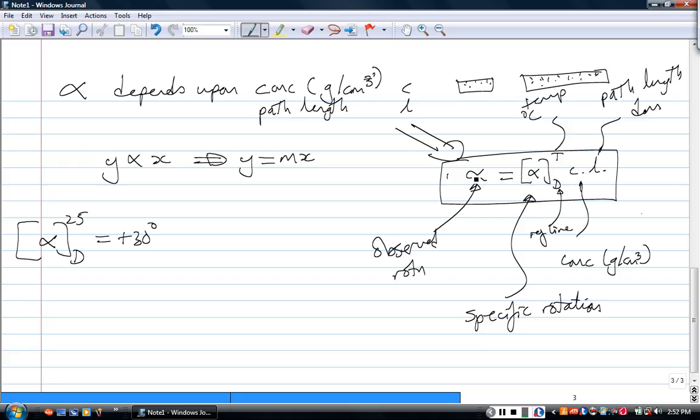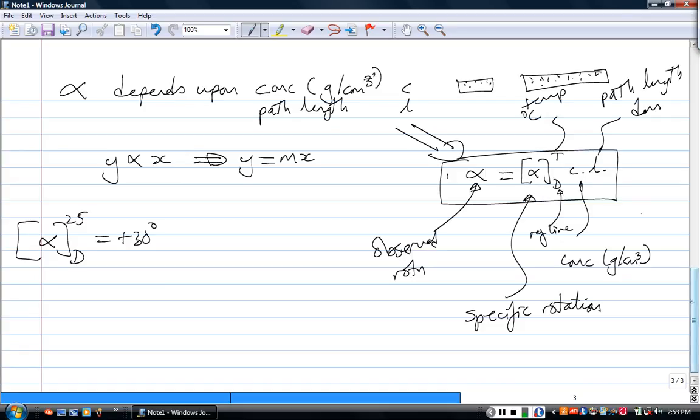Now on the other hand, if I made my sample have a concentration of, say, 2 grams per mL, and the path length was 1 decimeter, and my alpha T D was still plus 30, then the alpha is going to be plus 60. So the alpha value, the observed rotation, can vary with the concentration and the path length, which is normally kept constant. But the alpha T D value is a constant at a given temperature. This is a constant that is unique to the compound.